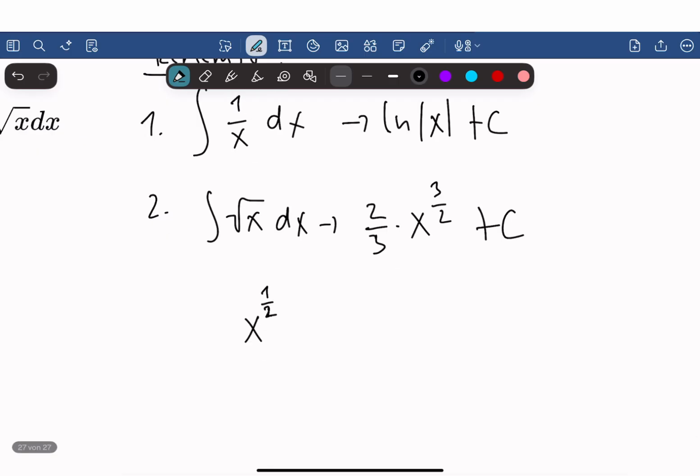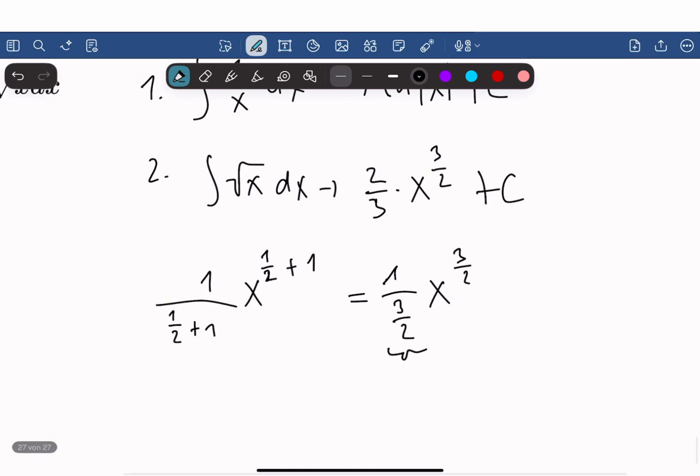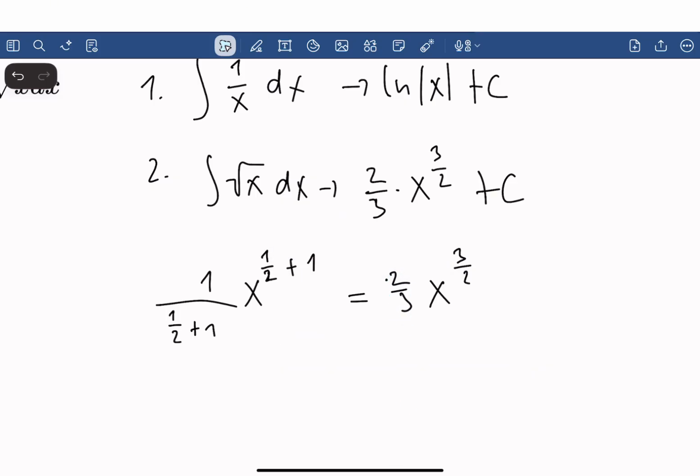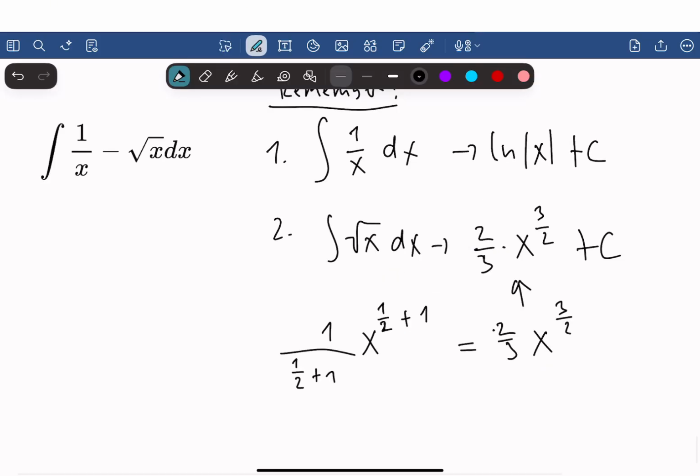And now when you integrate, you just apply your rules. So you add 1 to the exponent and divide by the new exponent. So that's 1 over 1.5, and 1.5 is 3/2. x to the 1/2 plus 1 is 1.5, so 3/2. And if you have 1 over 3 over 2, this is just 2 over 3. So this will become 2 over 3. And that's just this.